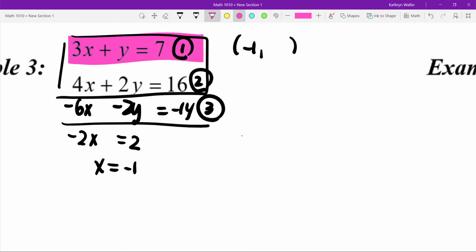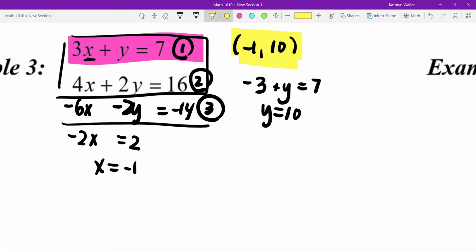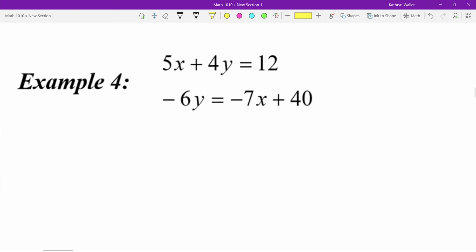Okay, so I'm going to put a negative 1 right there. So 3 times negative 1 is negative 3 plus y equals 7. Pull my y over, I get y equals 10. My answer is negative 1 comma 10. And I'm done. Who says I gotcha? I'm totally with you. Okay, great. Look at this one.